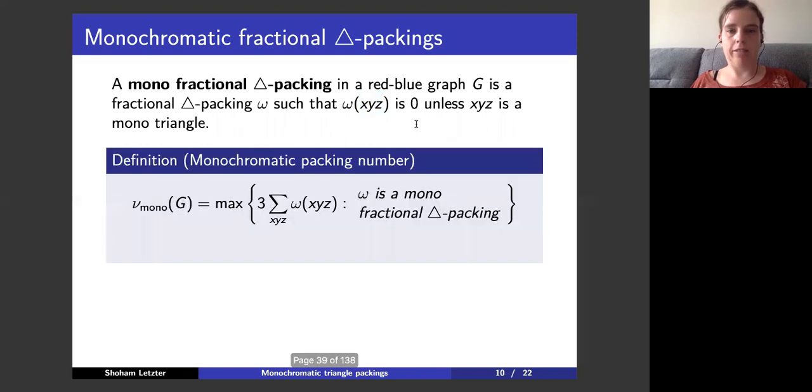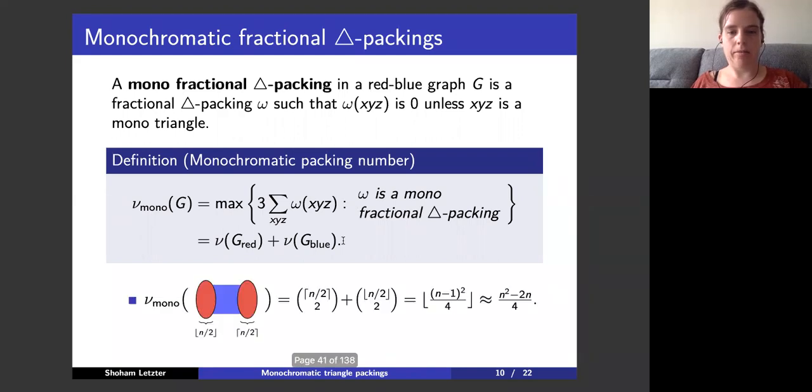Okay, and then I have the same kind of definition. The monochromatic fractional triangle packing number, or monochromatic packing number, this mu subscript mono of G, is the maximum of 3 times the sum of the weights of the triangles over all monochromatic fractional triangle packings. And equivalently, this is just the packing number of the red graph plus the packing number of the blue graph.